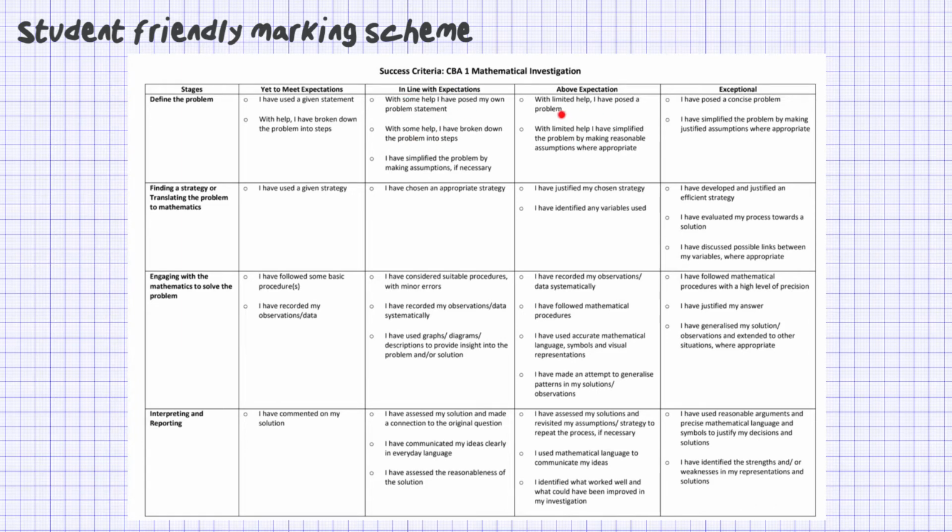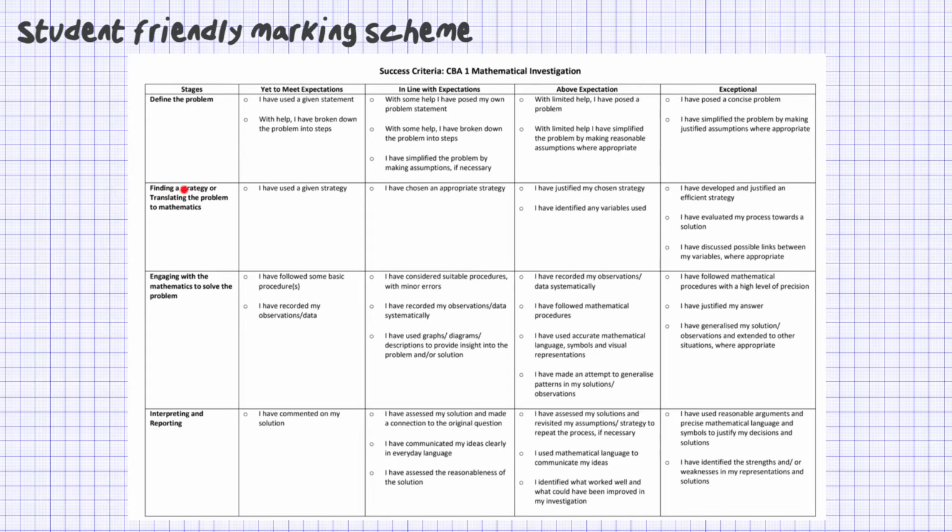If you come up with your own problem, then you'd fall into this category, okay? And if it was exceptional, you posed a concise problem. So you've posed a real concise problem. That just means that the problem that you're trying to solve is very exact. So you've picked the problem, and then you've made that problem more and more detailed, okay? So if you make it more detailed, you'll fall into this bracket here, okay?